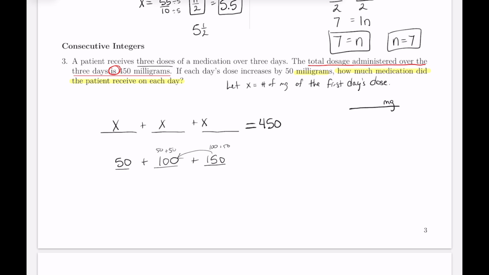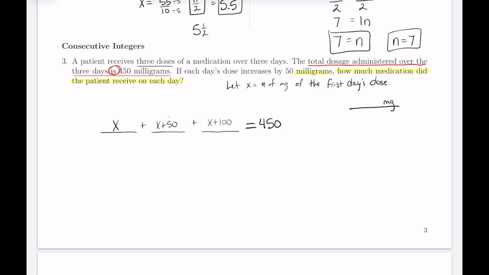So what if I did this? What if we said the first day is x, the next day is x plus 50, and the next day will be 50 more than that, right? So I have x plus 50 and I need 50 more than that. That's x plus 100. That's what that's going to look like. So I have my first day's dose, my second day's dose, and my third day's dose. Each one is increasing by 50. And we can verify that once we get our answer.